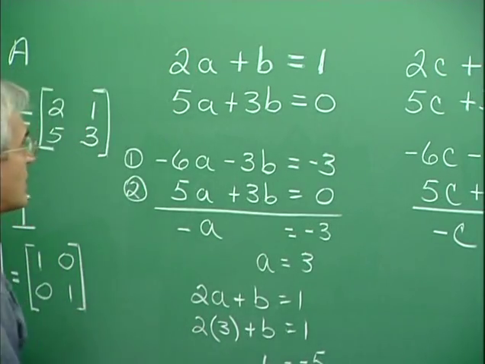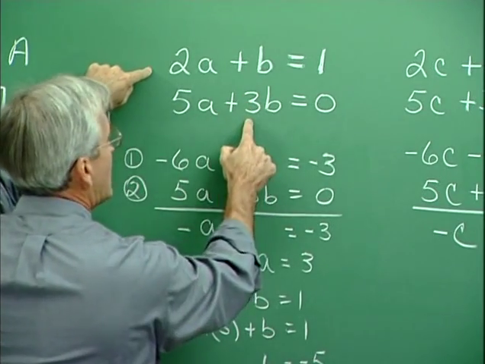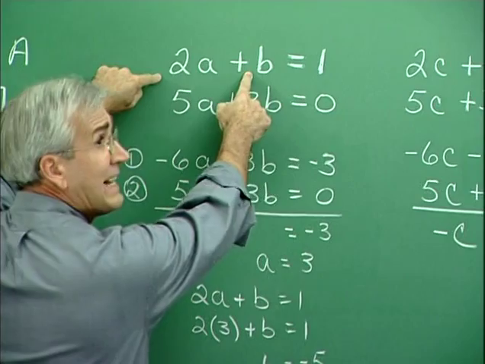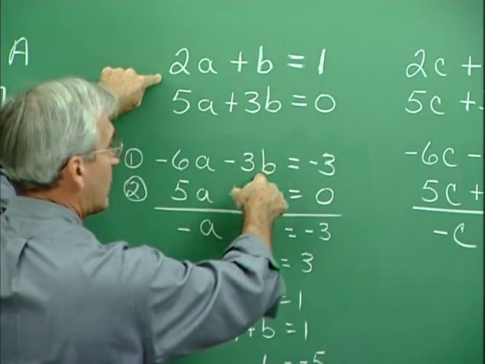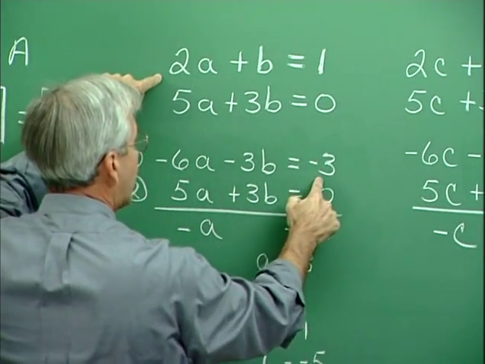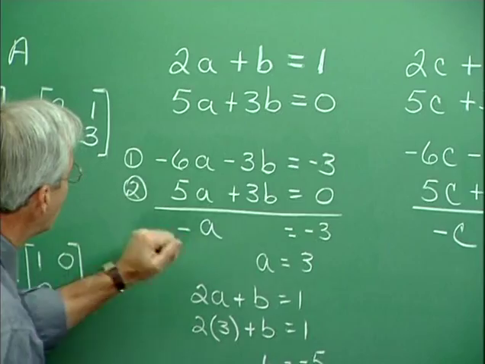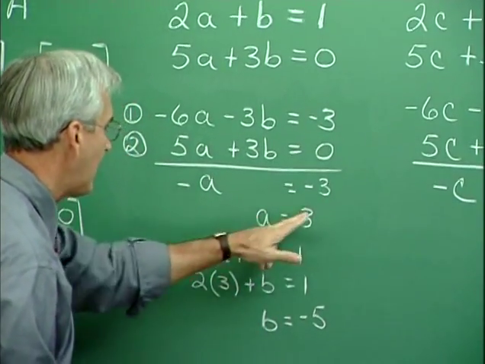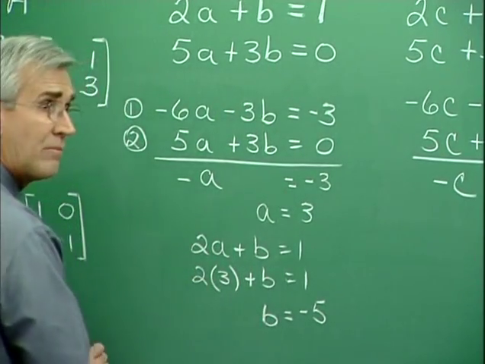Now, if we solve it using the method of elimination, I could pick on the coefficients of the B's here, and so I'll multiply equation 1 by -3. -3 times 2A is -6A, -3 times B is -3B, -3 times 1 is -3. Then adding the two equations, the B's go out, and collecting here, -A equals -3, so A is equal to 3. If A is 3, I can back substitute to find the value of B.